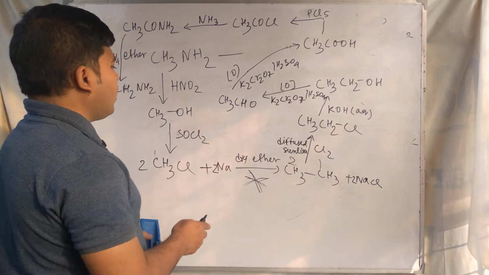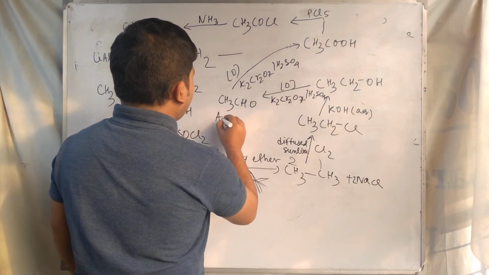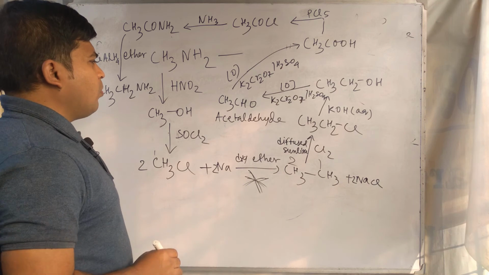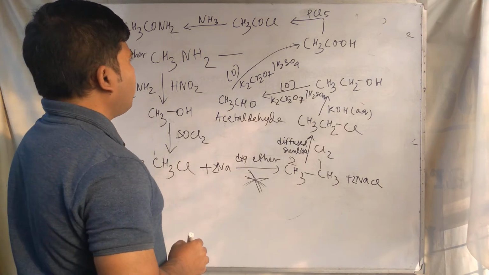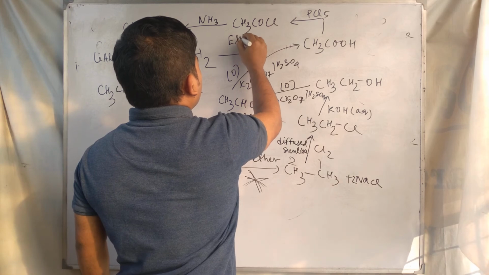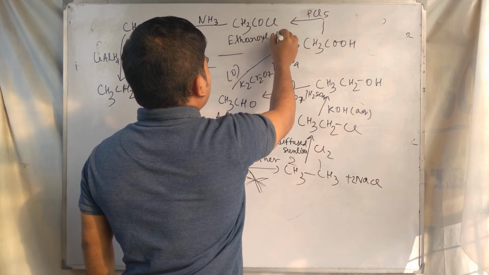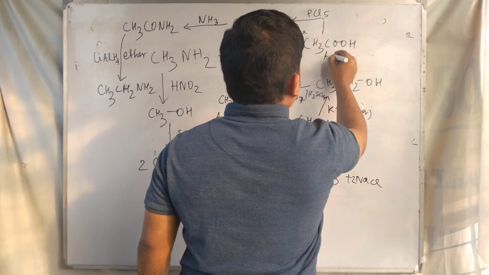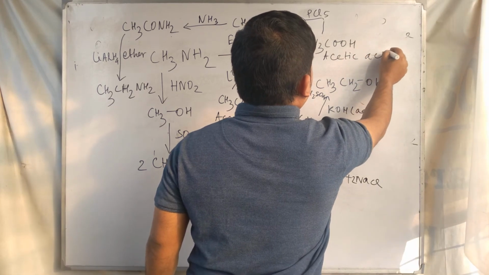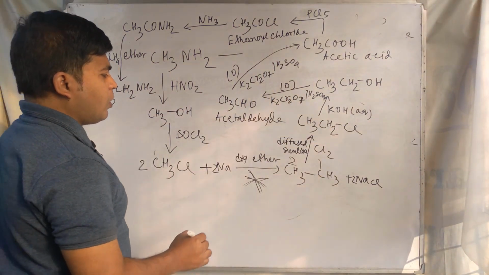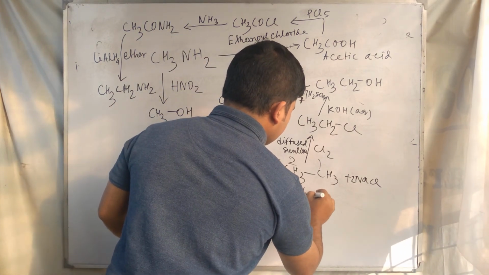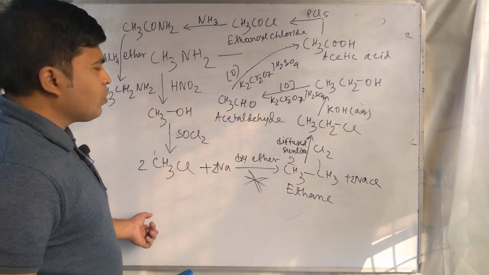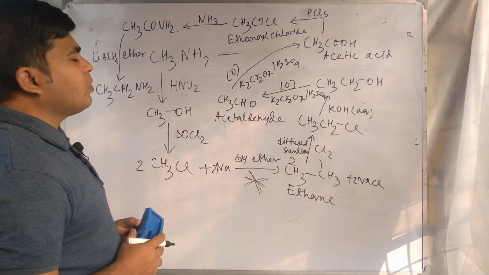it to, here you can write the name on each compound. Below each compound you have to write the name. This is ethanoyl chloride, okay, ethanoyl chloride, and this is acetic acid. This is ethane. Below each compound you have to write the name of the compound. So okay, in this way you can carry out this conversion.